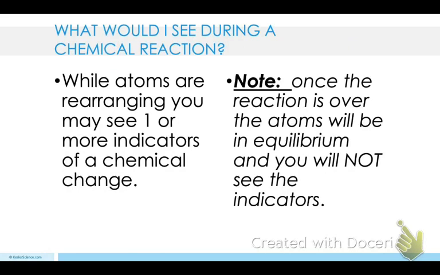So, what would I see during a chemical reaction? While atoms are rearranging, you may see one or more indicators of a chemical change. Once the reaction is over, the atoms will be in equilibrium and you will not see the indicators. So in lab, as soon as you mix the two chemicals together, you should be observing right away, because that's when you'll see the change. After a while, like with the Alka-Seltzer, it settles down, so you won't be able to observe that anymore. Go ahead and pause here if you're still writing.